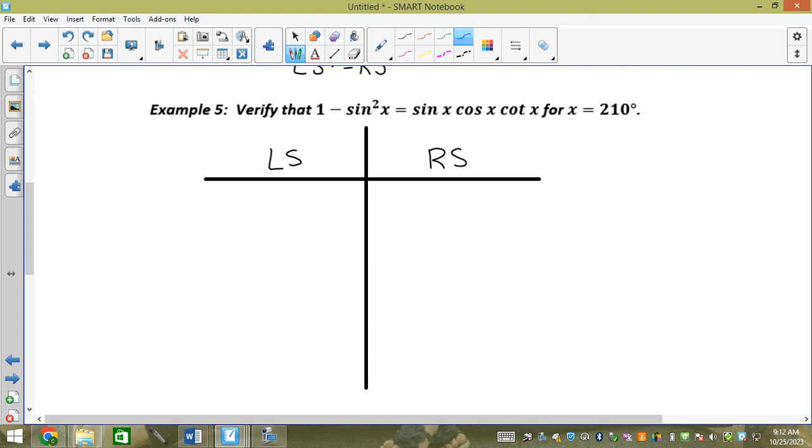And then we rewrite the equation with 210 in it. So this first one should say 1 minus sine squared 210 degrees. Some people, when I was walking around yesterday, weren't putting the 210 in. We were just leaving them as thetas. So make sure you put the 210 in. And then on this side, we have sine 210, cos 210, and then cotan of 210.